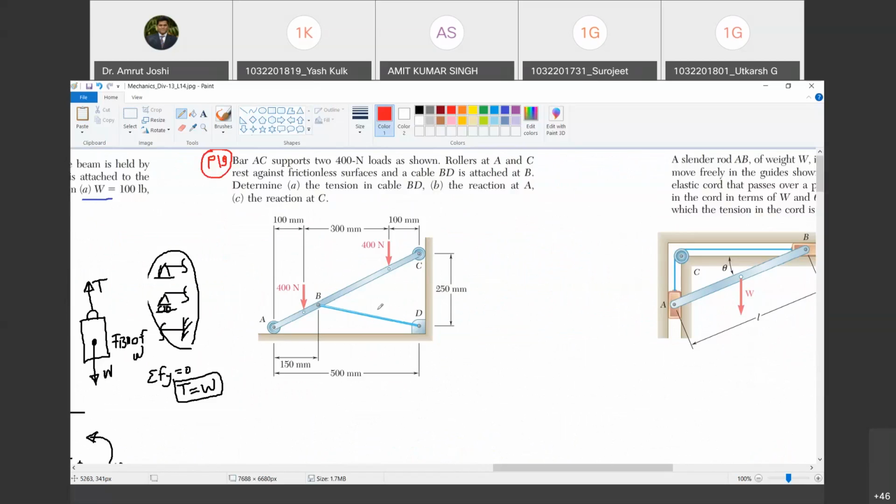Fairly simple problem. Zara dekho, how is the equilibrium? Under the action of these 400 Newton forces, this bar will try to slip down. Do you agree with me? Yes. That means this end will try to move down and this end will try to move towards left. Do you agree with me? Yes. But this motion is prevented by this cable. Are you with me? So that cable applies a tension at B which keeps the bar in equilibrium. Happy?